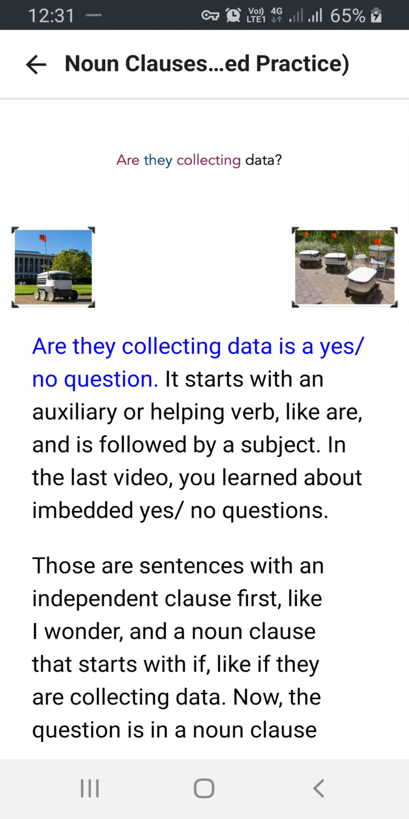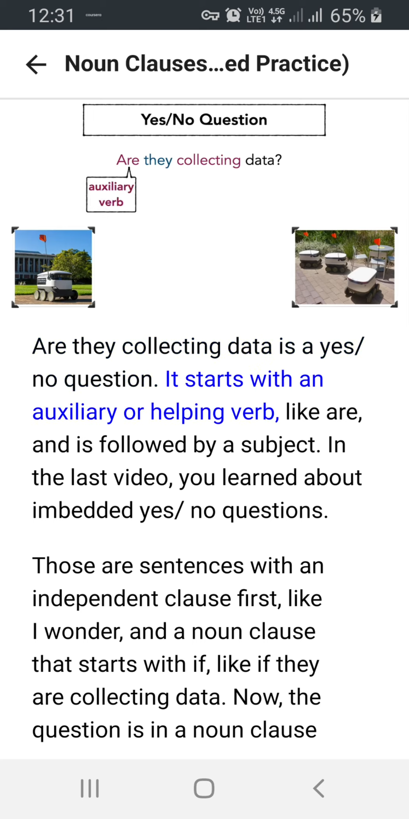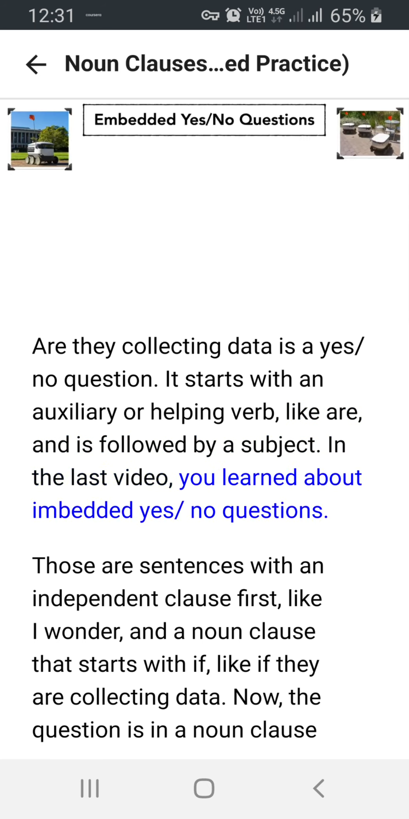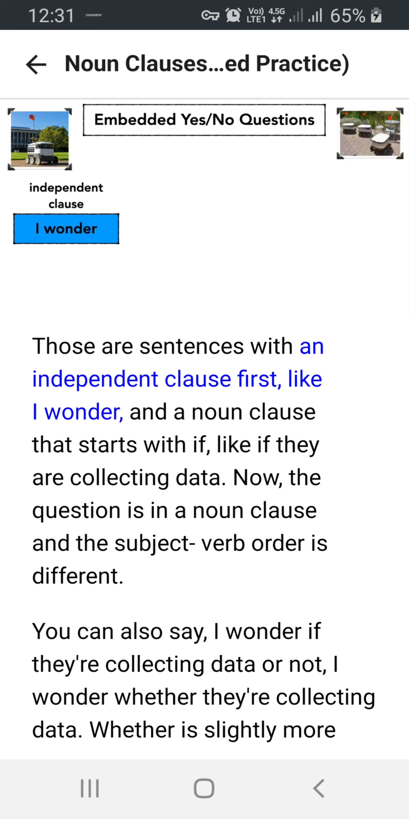Are they collecting data is a yes-no question. It starts with an auxiliary or helping verb, like are, and is followed by a subject. In the last video, you learned about embedded yes-no questions. Those are sentences with an independent clause first, like I wonder, and a noun clause that starts with if, like if they are collecting data. Now the question is in a noun clause, and the subject-verb order is different.